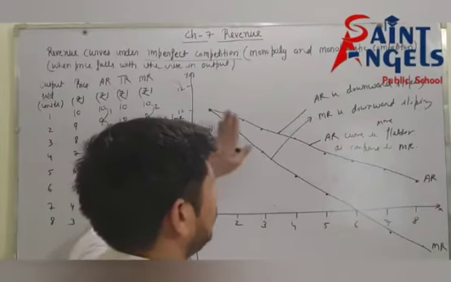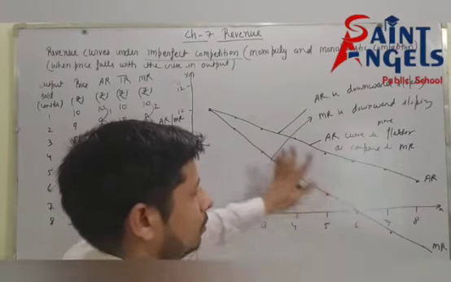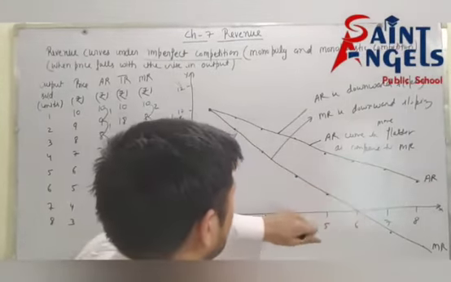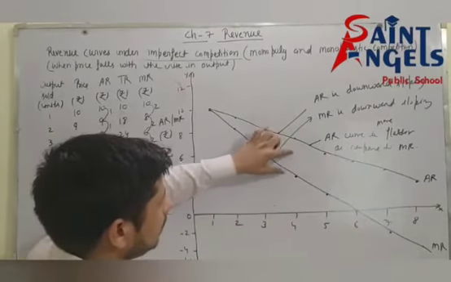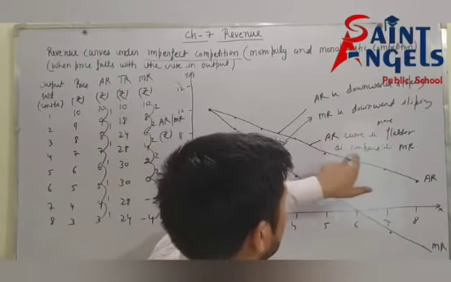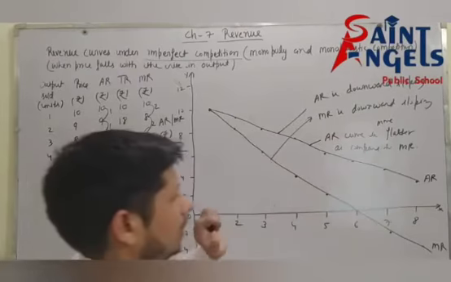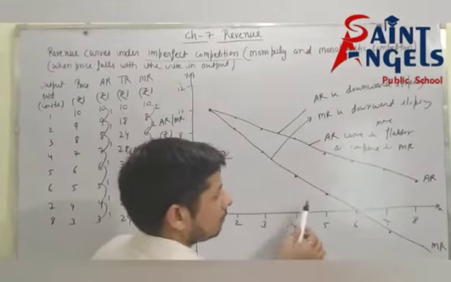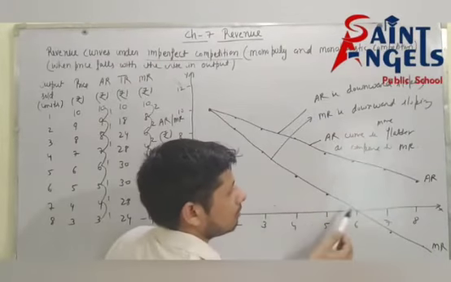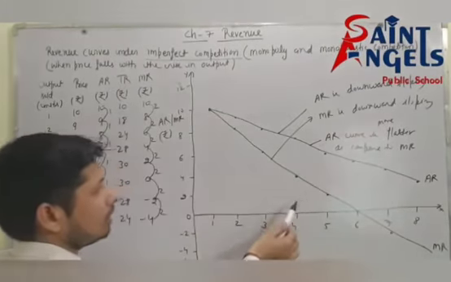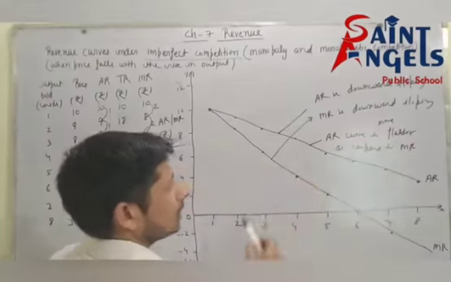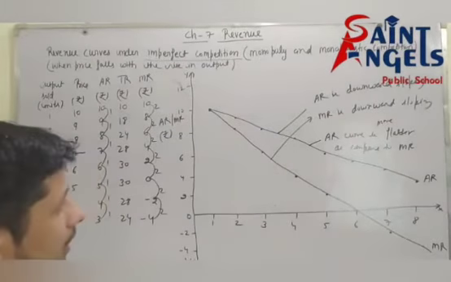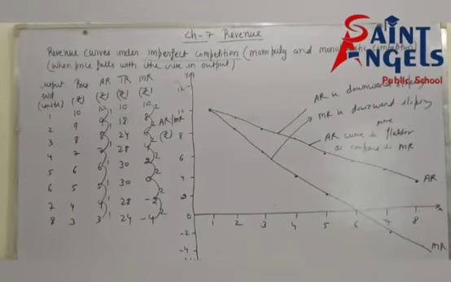But both are downward sloping. But what is the difference between AR and MR? The AR curve is flatter as compared to MR, because the falling rate of MR is double. The falling rate of MR is double the falling rate of AR. So I hope all of you have understood.